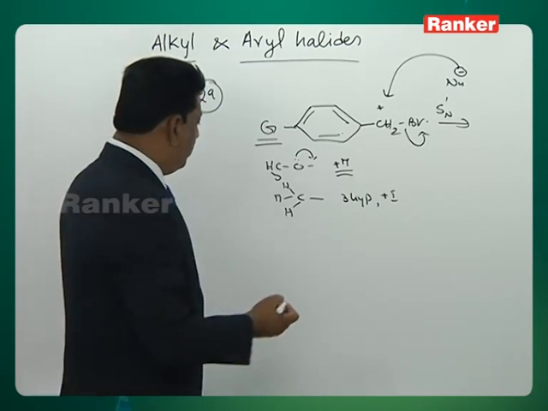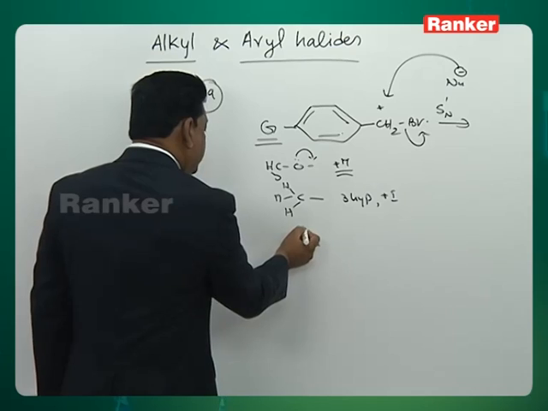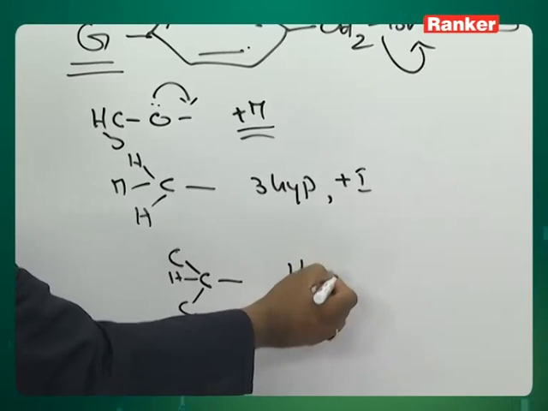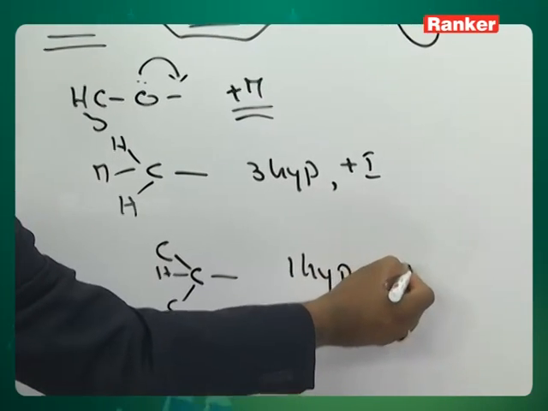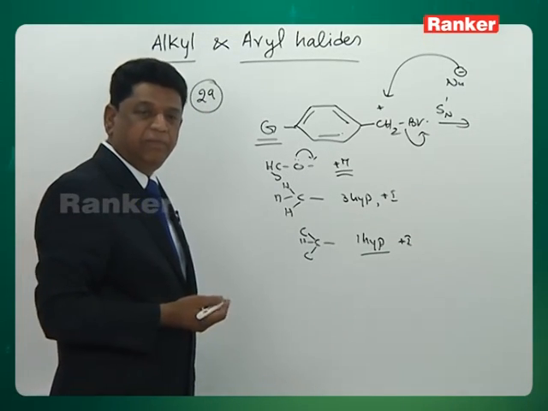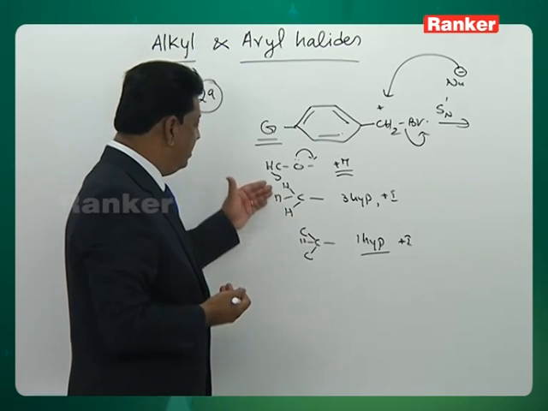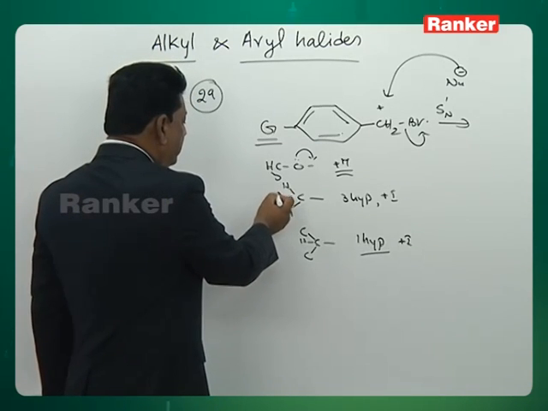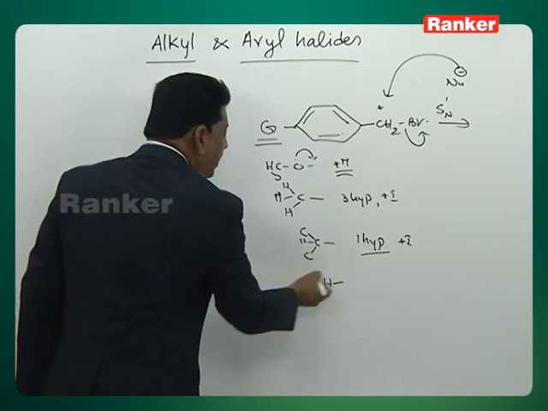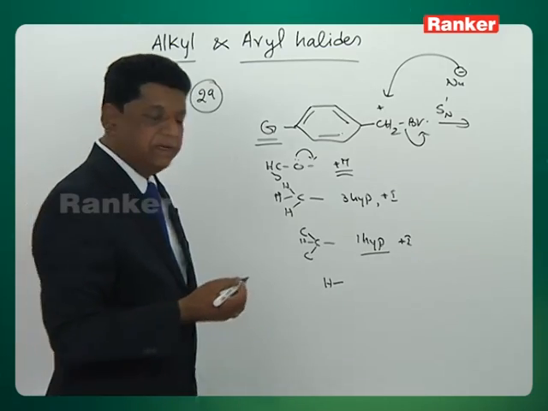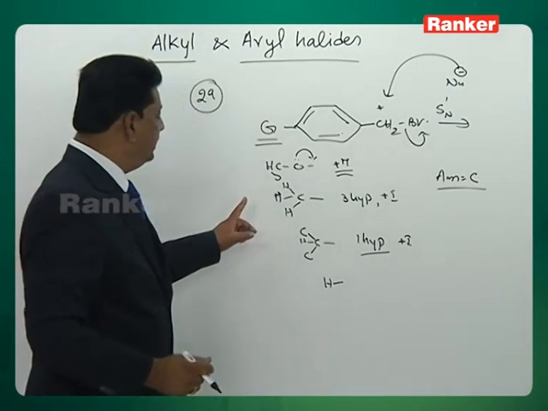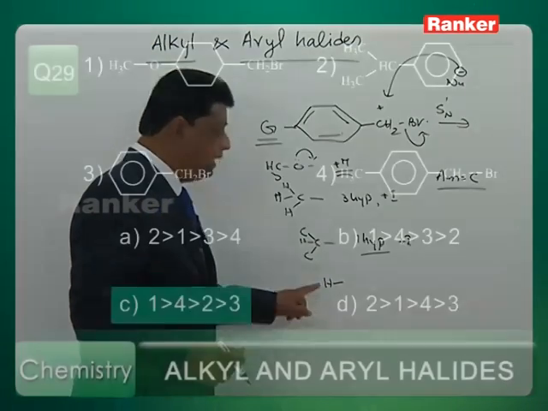Then we go to the isopropyl group. Isopropyl has a bigger inductive effect, but only one hyperconjugation is there. The +I effect is there, but hyperconjugation is dominating, therefore isopropyl is second in preference and the first preference goes to the methyl group. Then next comes the ordinary benzene, that means substitution with only hydrogen. So answer C is the right answer: methoxy, followed by methyl, then isopropyl, then hydrogen.